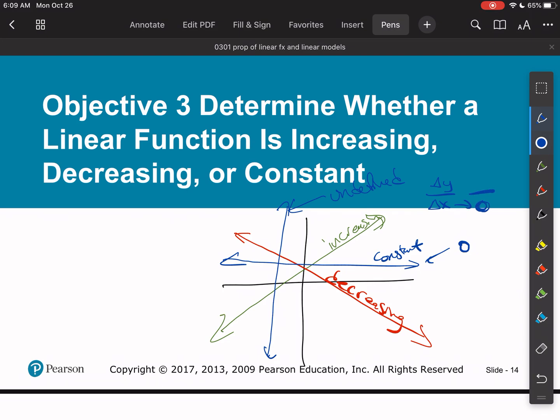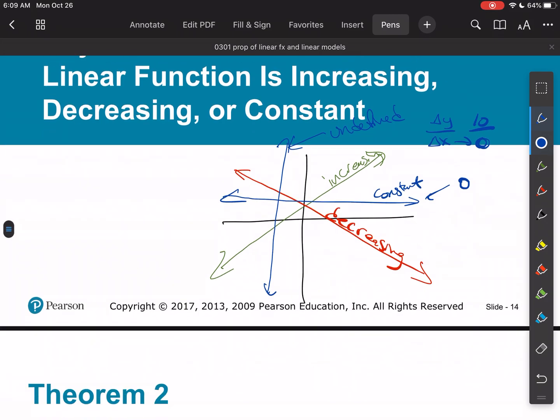I'm going to get something here like, I don't know, it could be 10. Change in y could be anything. Divide by 0. Anytime you divide by 0, it's undefined. So the two different constant functions are those guys in blue.